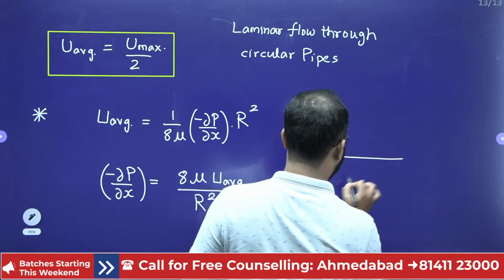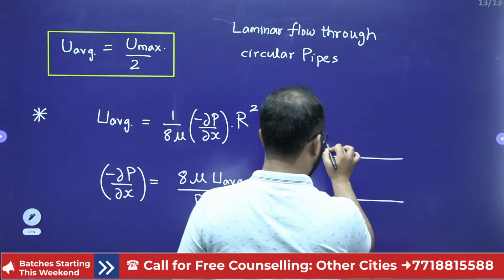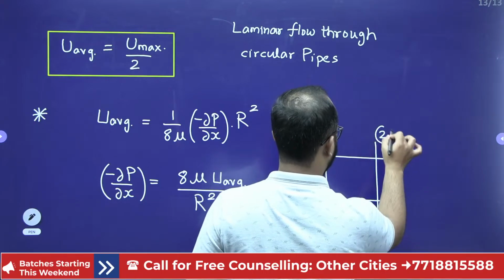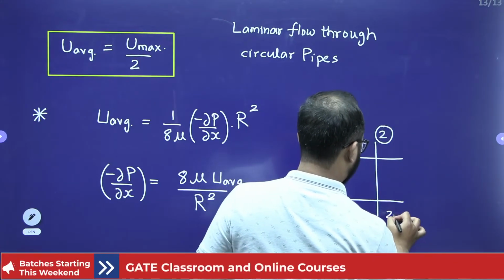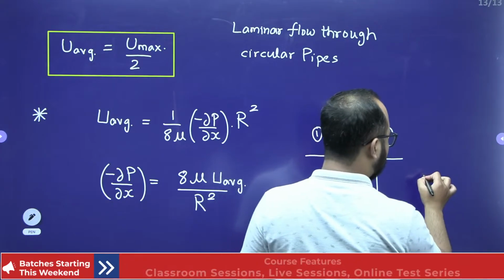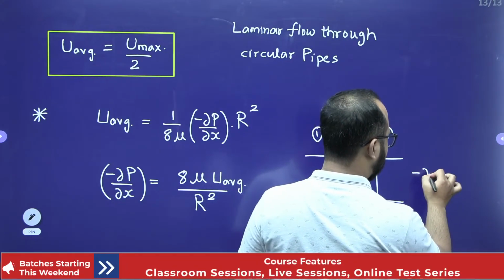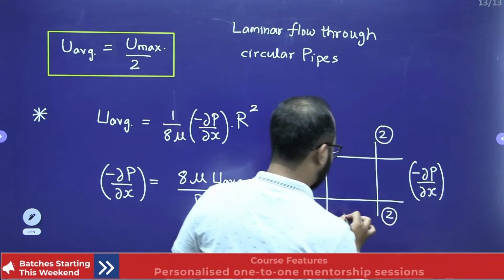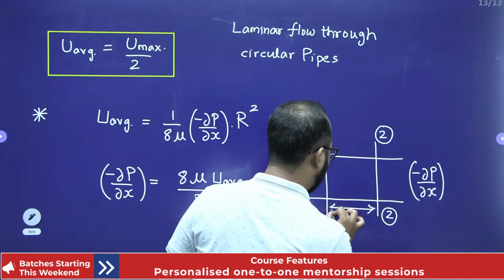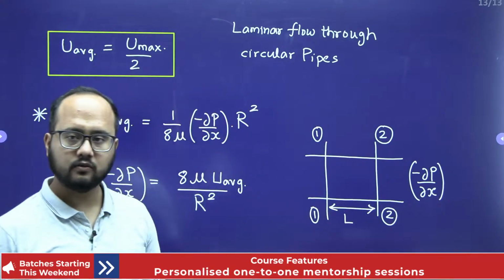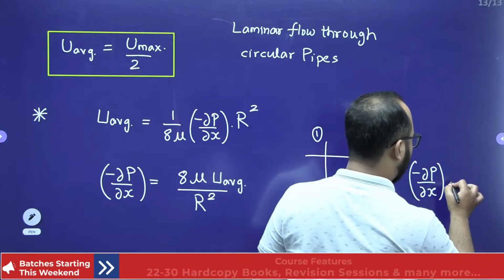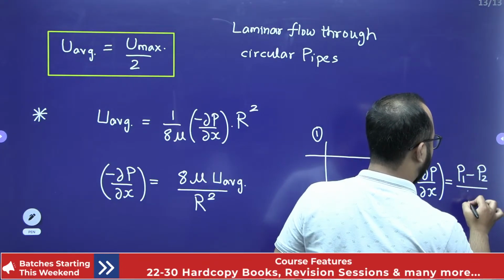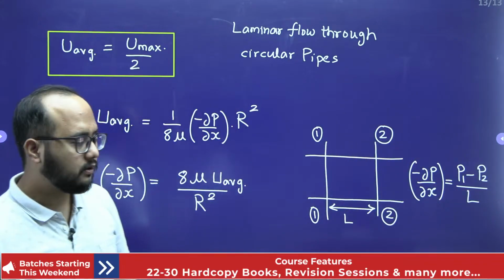Let's suppose this is a pipe we are having, with section 1 and section 2. So what will be the pressure difference, or minus ∂P/∂X? Let's suppose this distance is L. So minus ∂P/∂X, I can write like this: P1 minus P2 divided by L.